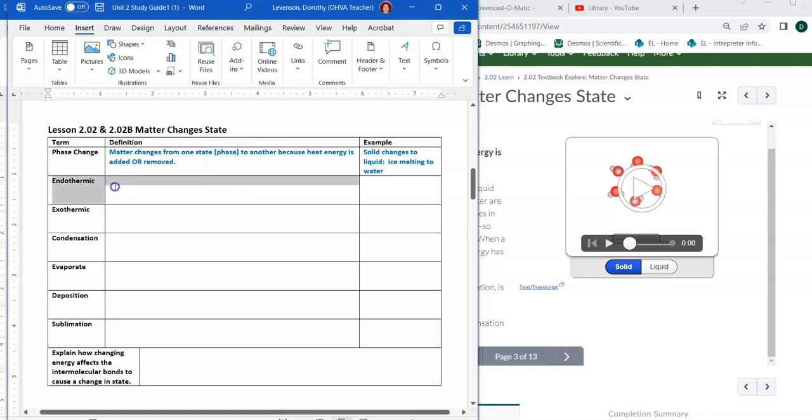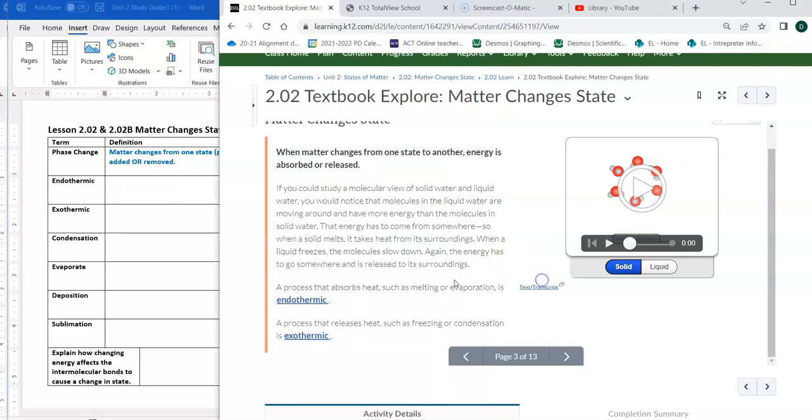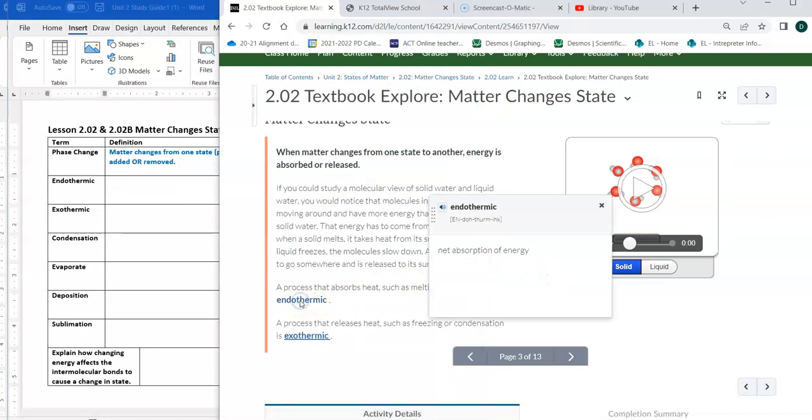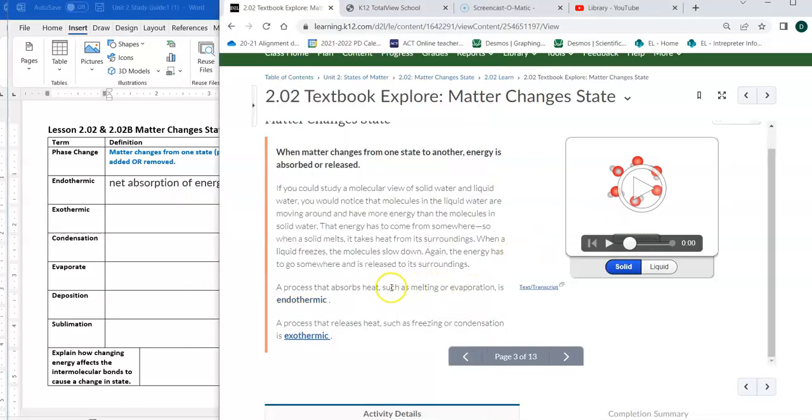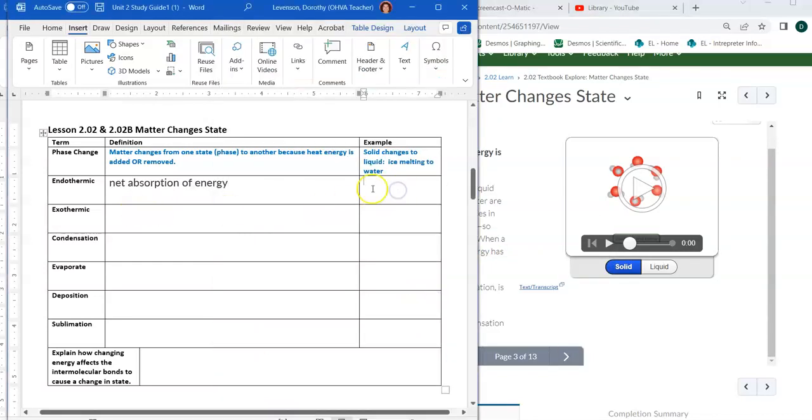And then our next word is endothermic, and we need an example. Here's the word endothermic: net absorption of energy. You can actually even copy that, go in here, and paste it. Net absorption of energy. And then you need an example, such as melting, right? There's your example. So doing this doesn't have to take a lot of time, but you do have to make the effort to go through it.